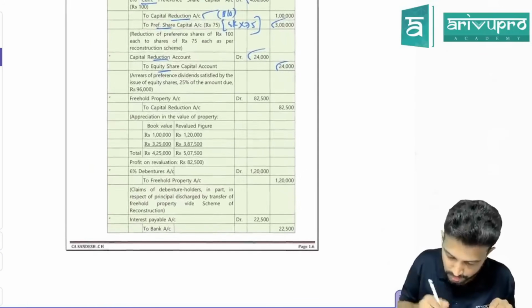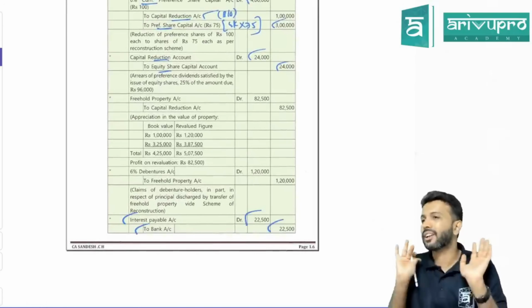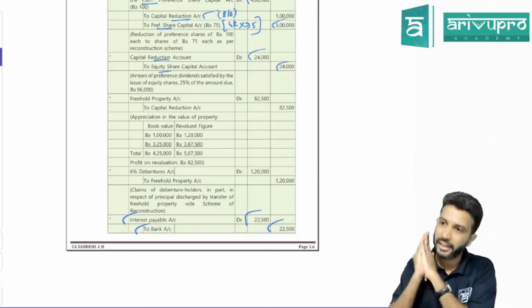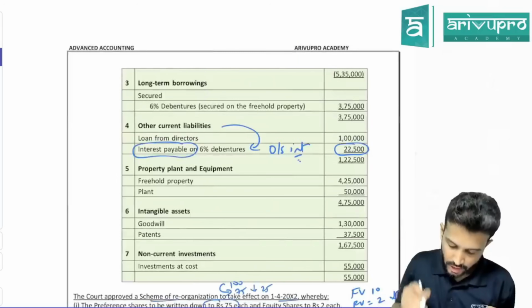Passed off. Somewhere they must have passed here. Interest payable account debit to bank is what they passed. I say use the same name as given in the question. Don't change the names. Better it is. Okay, Saru? Yes, Saru. Next one.